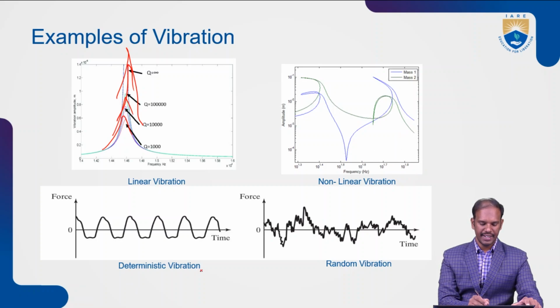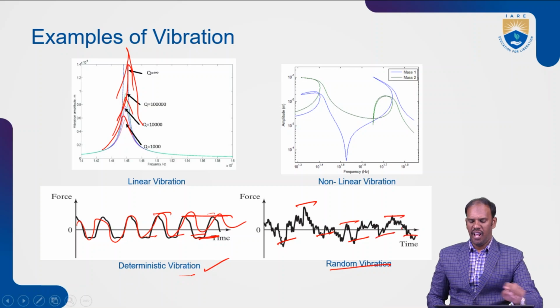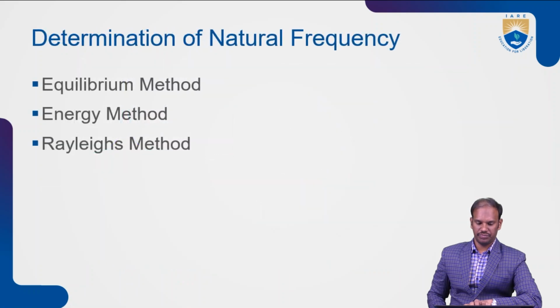In deterministic vibrations, there is a force we can expect. There will be a higher and lower value happening over time. We can say it is deterministic, so it will repeat in the same pattern. In random vibrations, we cannot say when a peak is going to happen, or when a slant is going to happen. So this is called random vibrations.